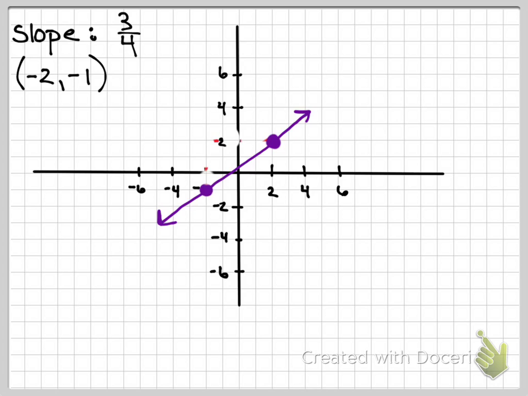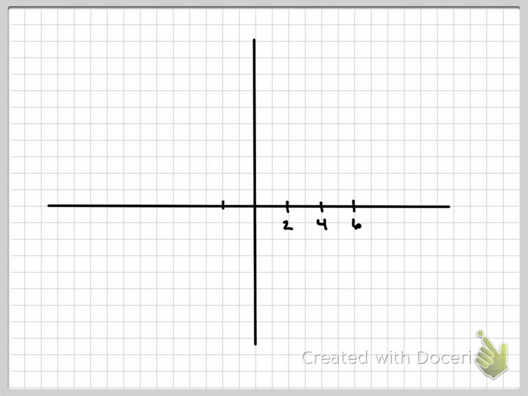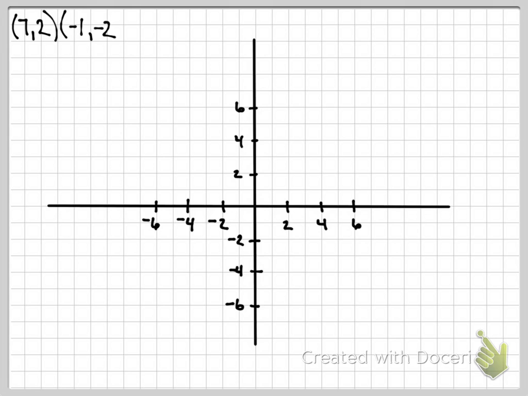So we're going to look at one more setup, if you will. Now in this one, it gives us 2 ordered pairs. And it says, draw a graph of the line that passes through those 2 points and then tell me what the slope is. So you're going to plot those 2 points, draw your line, and then count your rise over run. Go ahead and try that.